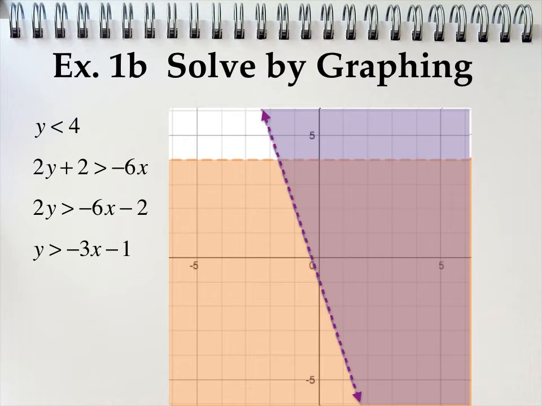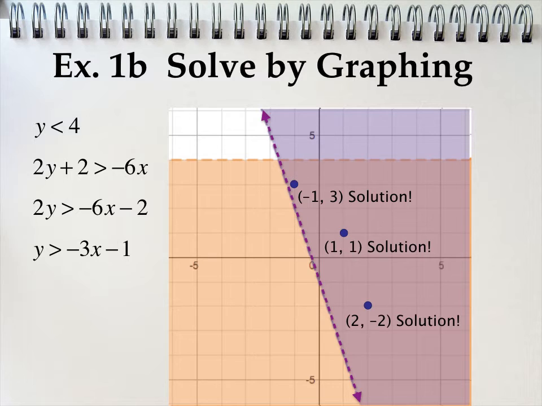The overlap is the solution to the system of inequalities. Any ordered pair that lies in this region satisfies both of them and is a solution. Any ordered pair that does not lie in the overlapped region is not a solution. Also, this point that lies on a dotted boundary line is not a solution. -3, 0 is not a solution.